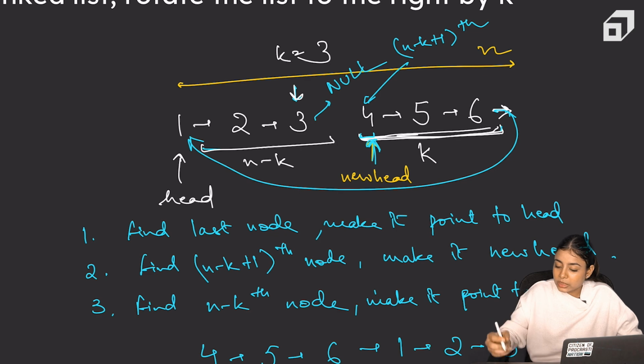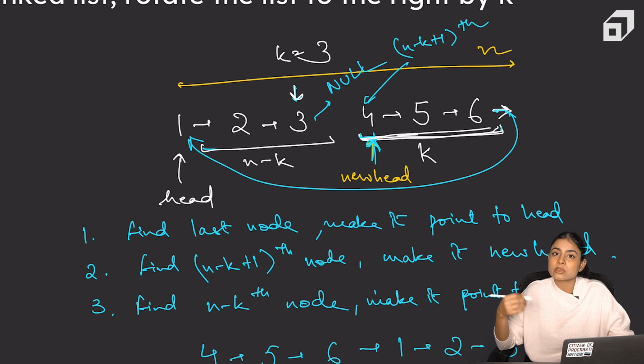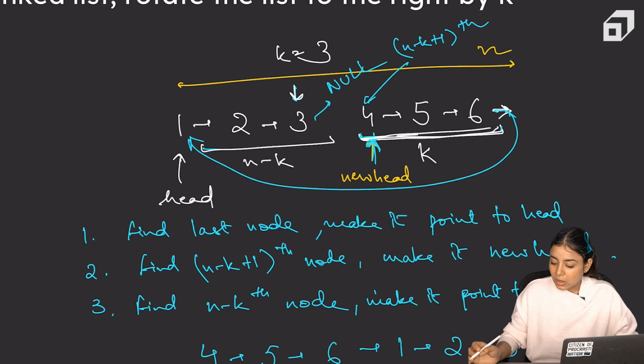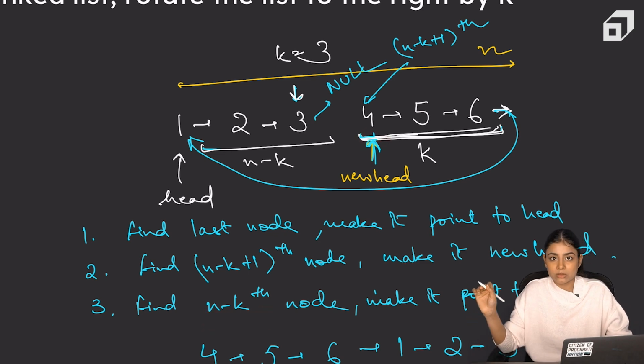Now a few things here. First of all, when we traverse the entire linked list to find the last node, in the same step we can find n, because for finding the last node we have to traverse the entire linked list, and for finding the total number of nodes we also have to traverse the entire linked list. So both of these steps we can do in the same loop. After that, if we find the n minus kth node, I know that the next of it would be the n minus k plus 1th node. So I don't have to loop till n minus k again and again.